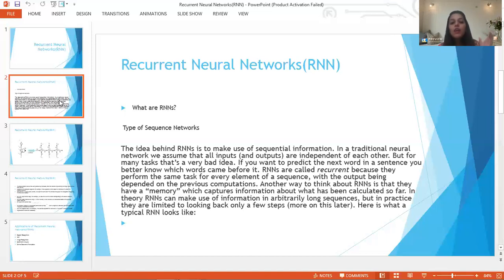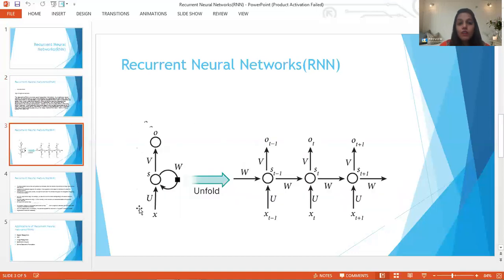So in theory, RNNs can make use of information in arbitrarily long sequences, but in practice they are limited to looking back only a few steps. So here is a typical RNN. RNNs are of different types, like deep RNN and backpropagation through time RNN, and many different RNNs are there. The basics of the RNN are how to train recurrent neural networks and how they work in real time. Okay, so here you can see the unfold.